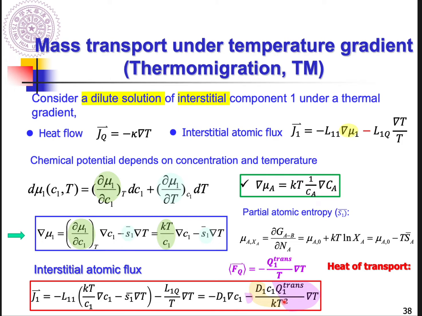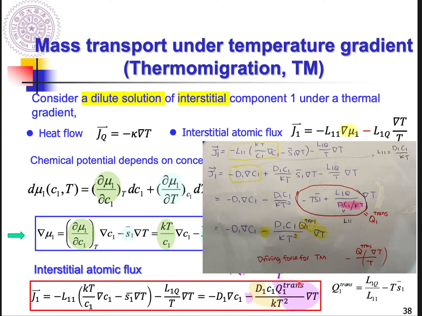So how to do that? The driving force here is minus Q, the heat of transport, times the temperature gradient divided by T. Okay, we call this Q the heat of transport, which equals this term. So after combining these two terms and after arrangement, you can have this simplified term, and probably you can try to do this. This term is this term, right?